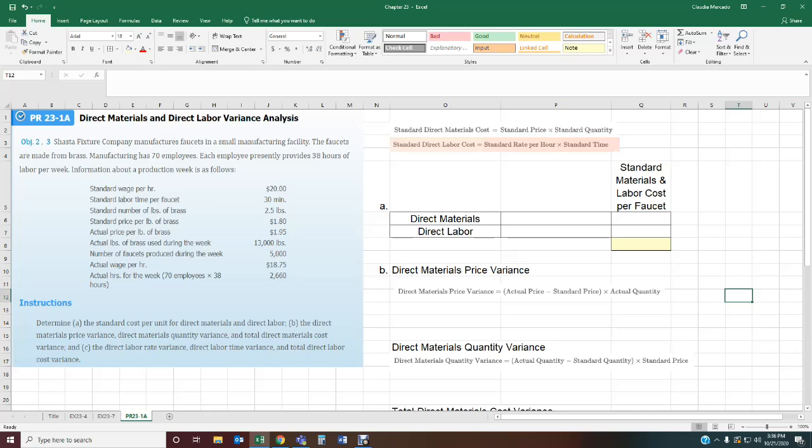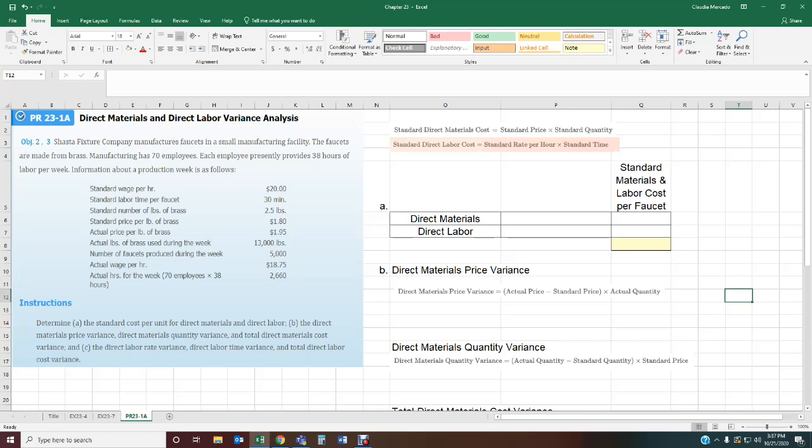Here we have our standard wage per hour of $20. The standard labor time per faucet is 30 minutes, so that's how long on standard it should take us to produce a faucet. The standard number of pounds of brass we need for every faucet is 2.5 pounds. The standard price per pound of brass is $1.80. The actual price per pound of brass is $1.95. The actual pounds of brass used during the week is 13,000 pounds. The number of faucets produced during the week is 5,000 faucets. The actual wage per hour is $18.75, and the actual hours for the week are 2,660.